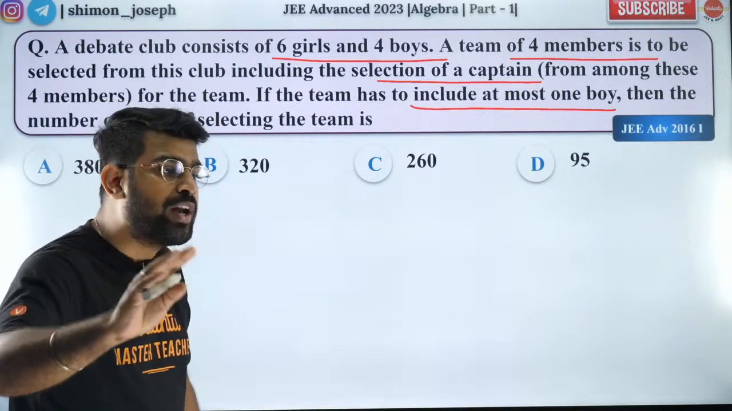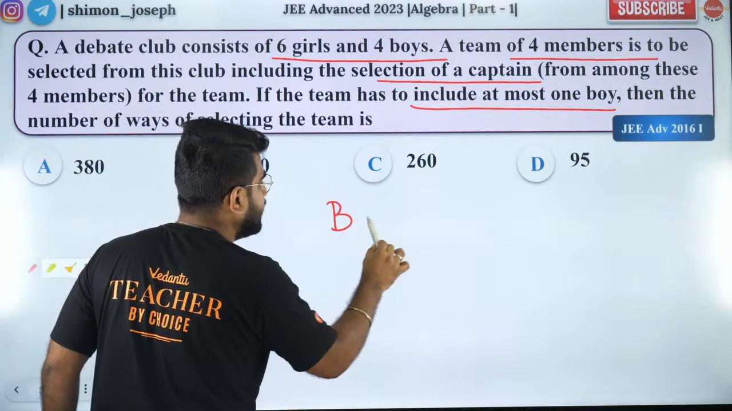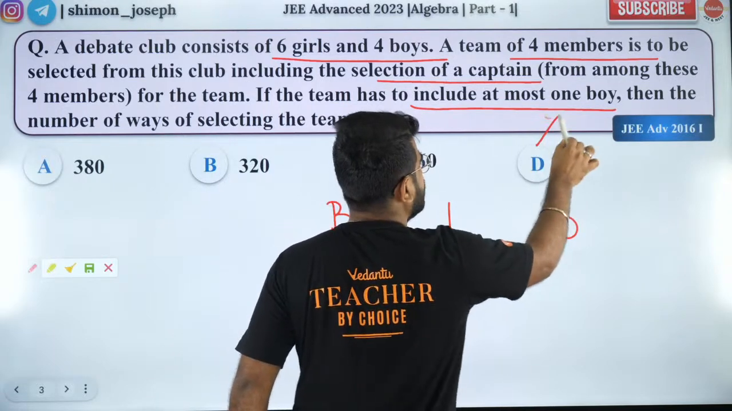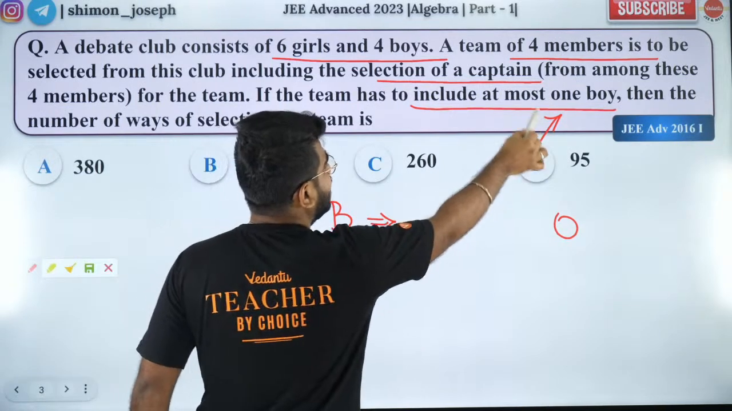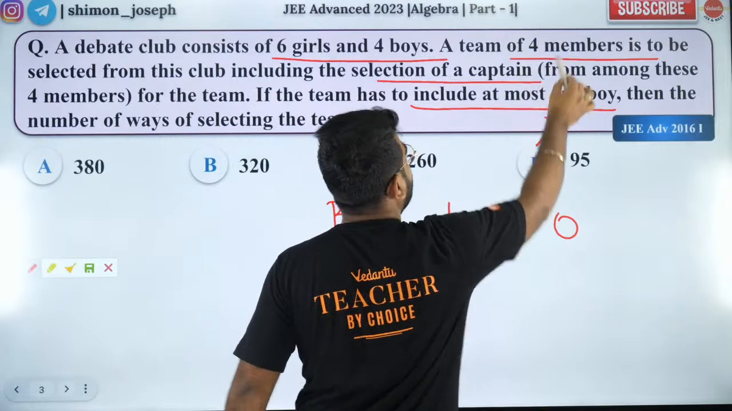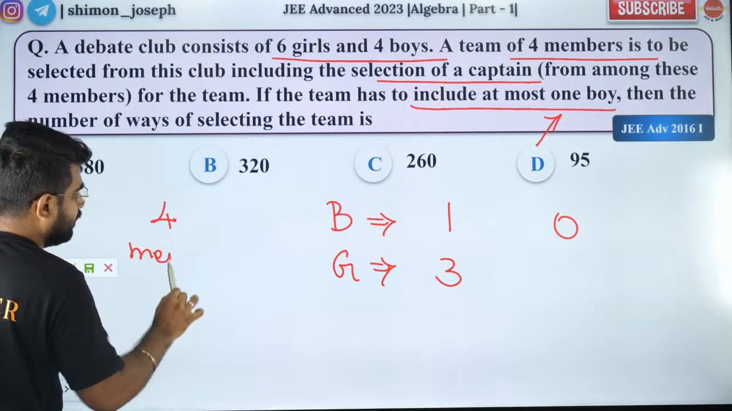Exactly, Saravanan, you are correct. At most means at the maximum. So the number of boys can be either 1 or 0 because we want at most 1 boy. So the number of girls can be what? If there is 1 boy, then there will be remaining 3 girls in the team because I want a 4-member team, right? I want a 4-membered team.